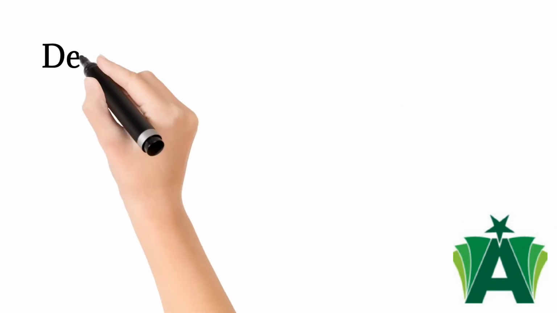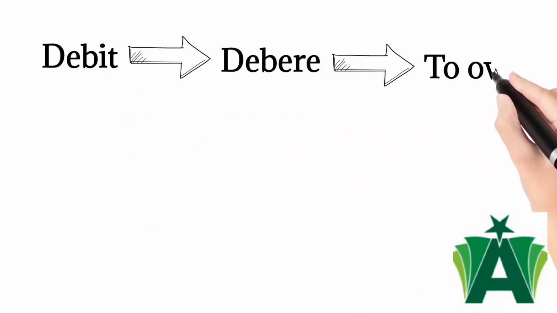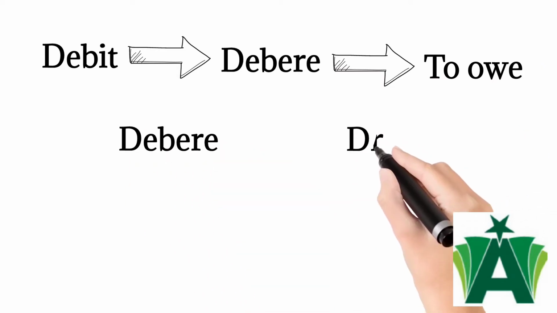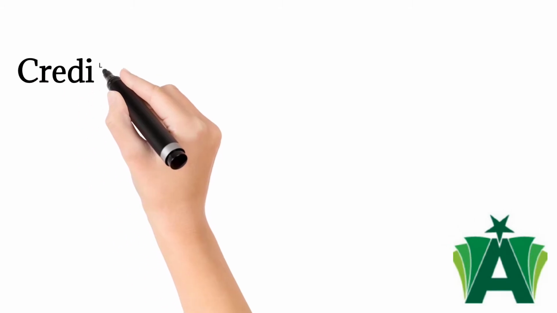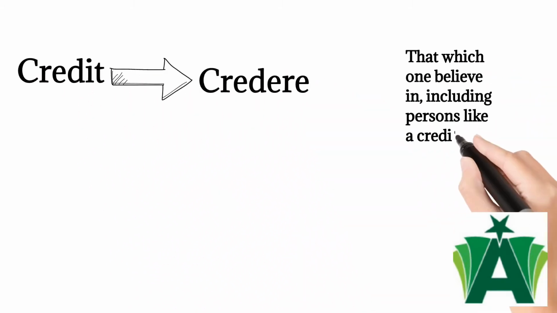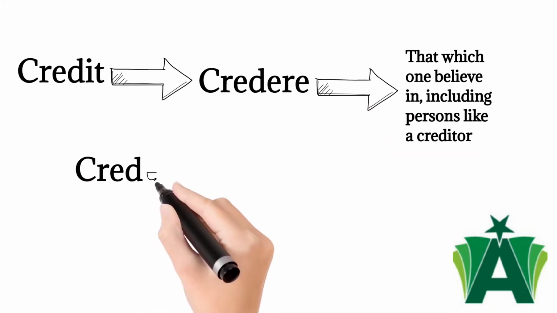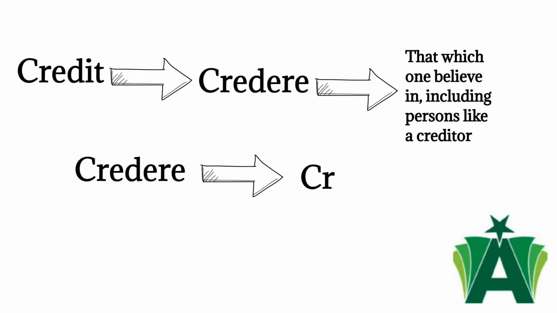The term debit is derived from the Latin base debere, meaning to owe, which contracts to Dr, used in journal entries to refer to debits. The term credit comes from the word credere, that which one believes in, including persons like a creditor, which contracts to Cr, used in journal entries for a credit.